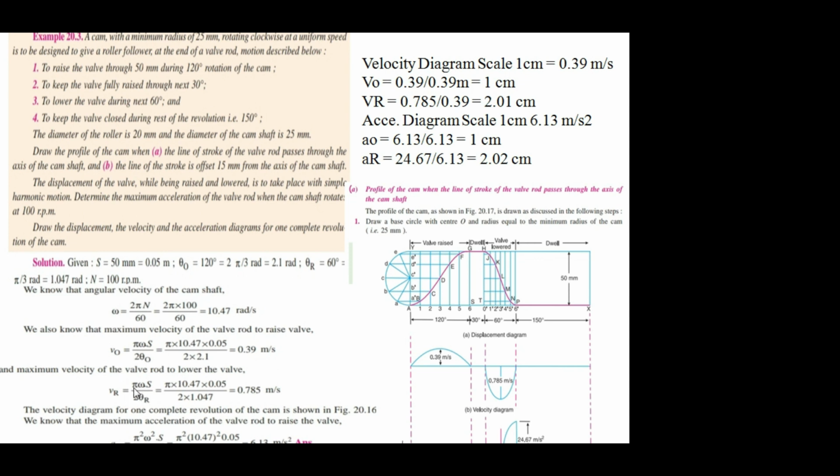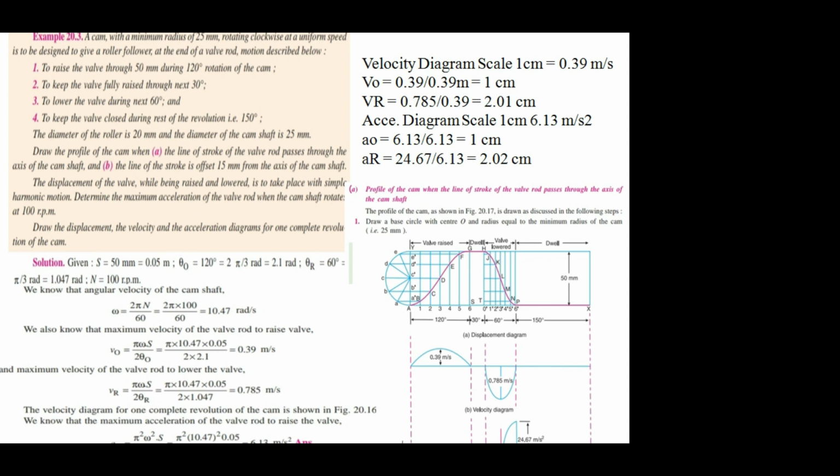Similarly, velocity of the follower during return stroke is calculated with the equation Vr is equal to pi omega S divided by twice theta R, which gives 0.785 meter per second. Similarly, the acceleration of the follower is calculated during the outstroke when the follower moves with simple harmonic motion.